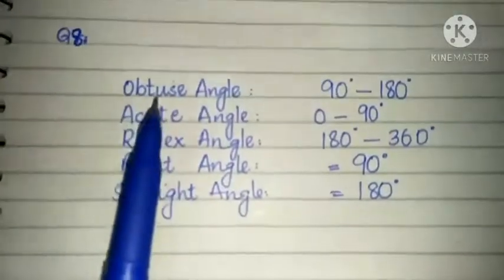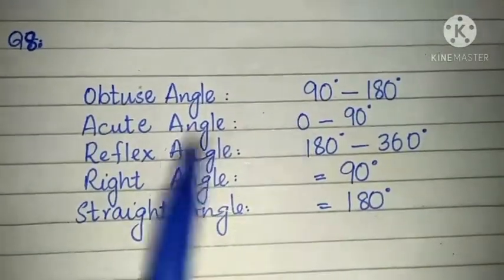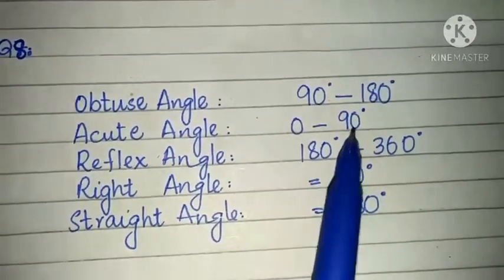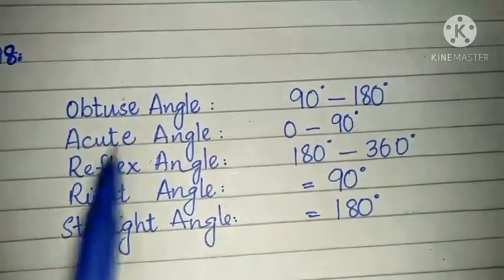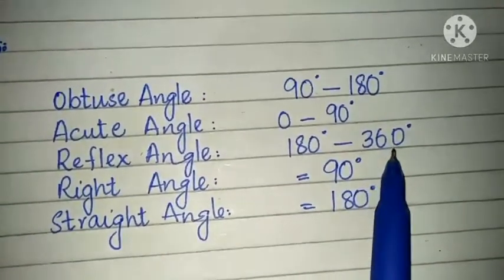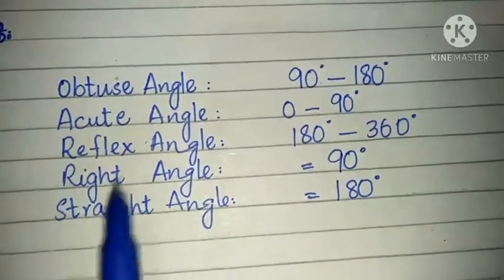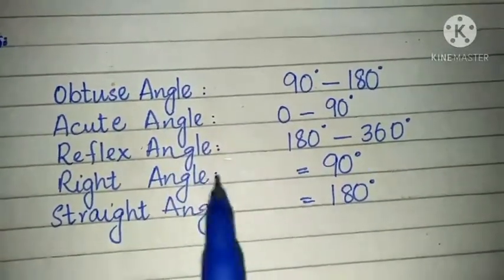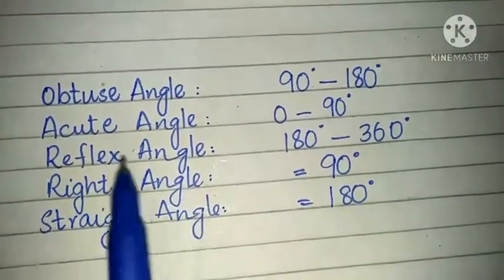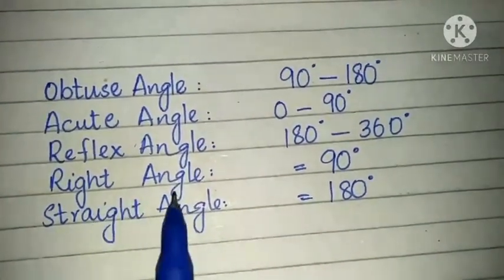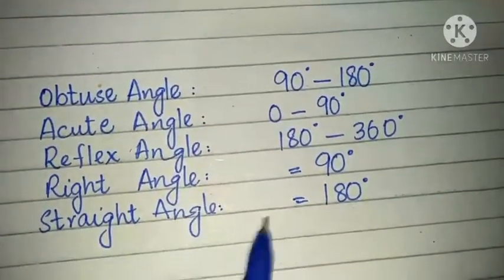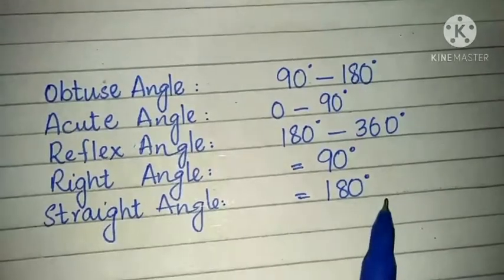The angle that lies between 0 to 90, or greater than 0 and less than 90, is called acute angle. Reflex angle is the angle that lies between 180 and 360 degree, or you can also define it like this: reflex angle is the angle which is greater than 180 and less than 360. Right angle is the angle which is exactly equal to 90 degree, and straight angle is the angle which is exactly equal to 180 degree.